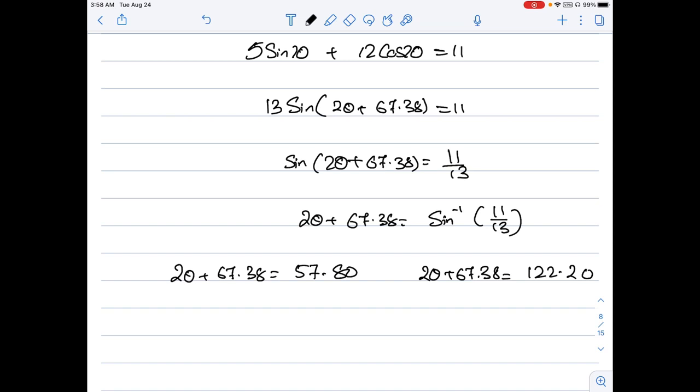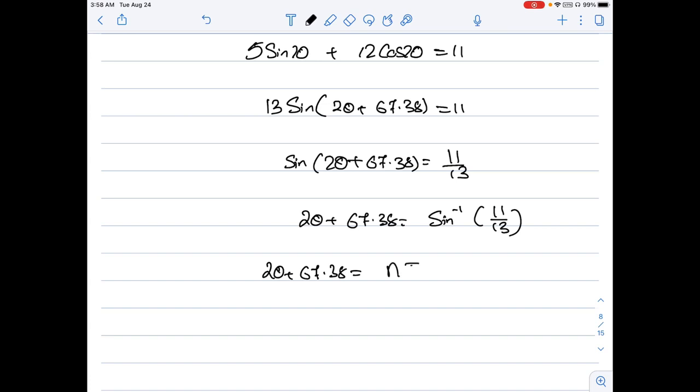But if I take it like that, I may not be able to get the correct answer. So what am I going to do? I am going to use the general solution method. The general solution method is very simple. First of all, I take sine inverse 11 upon 13, which is 57.80. So 2 theta plus 67.38 is equal to n pi plus minus 1 whole power n times 57.80. So whenever sine is there, n pi plus minus 1 whole power n times this answer. So this is a general solution.